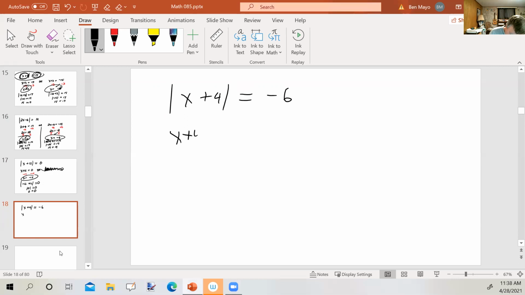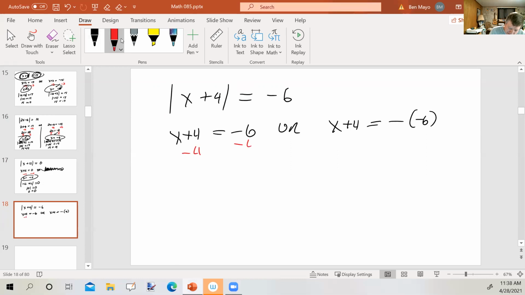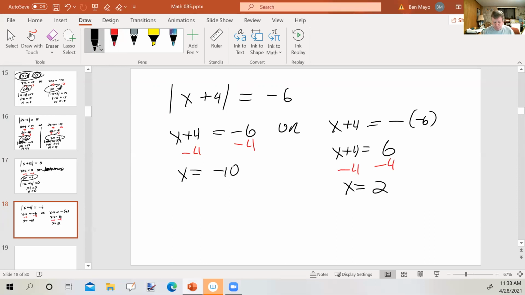Well, x plus 4 could equal 6, or x plus 4 could equal the opposite of 6. If x plus 4 equals 6, subtracting 4 from both sides, we get x equals 2. If x plus 4 equals the opposite of 6, that's like x plus 4 equals -6. Subtracting 4 from both sides, we get x equals -10.